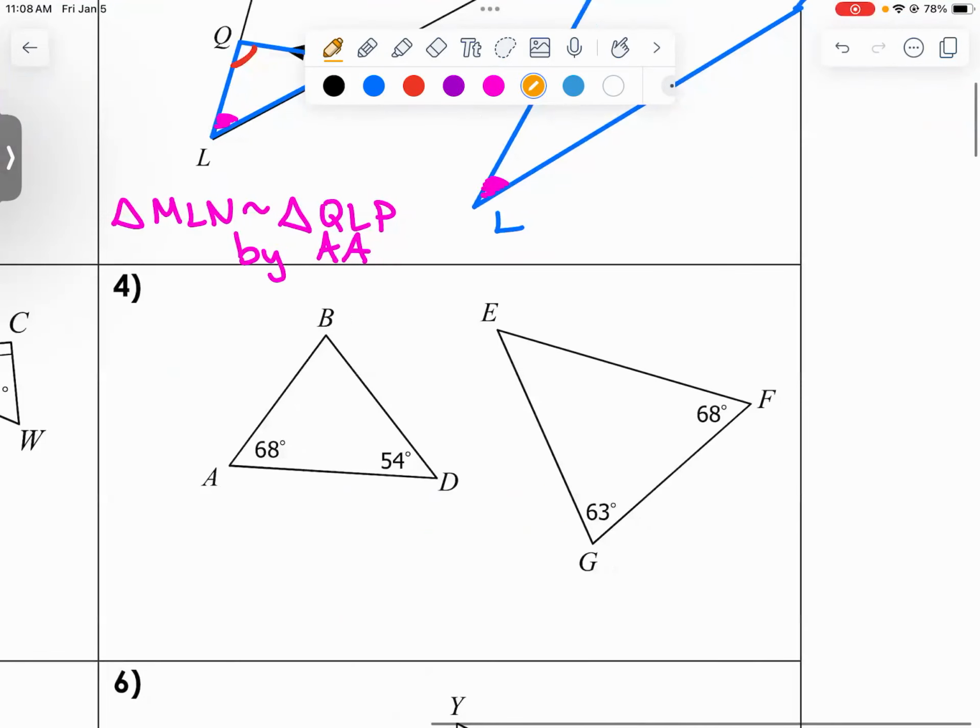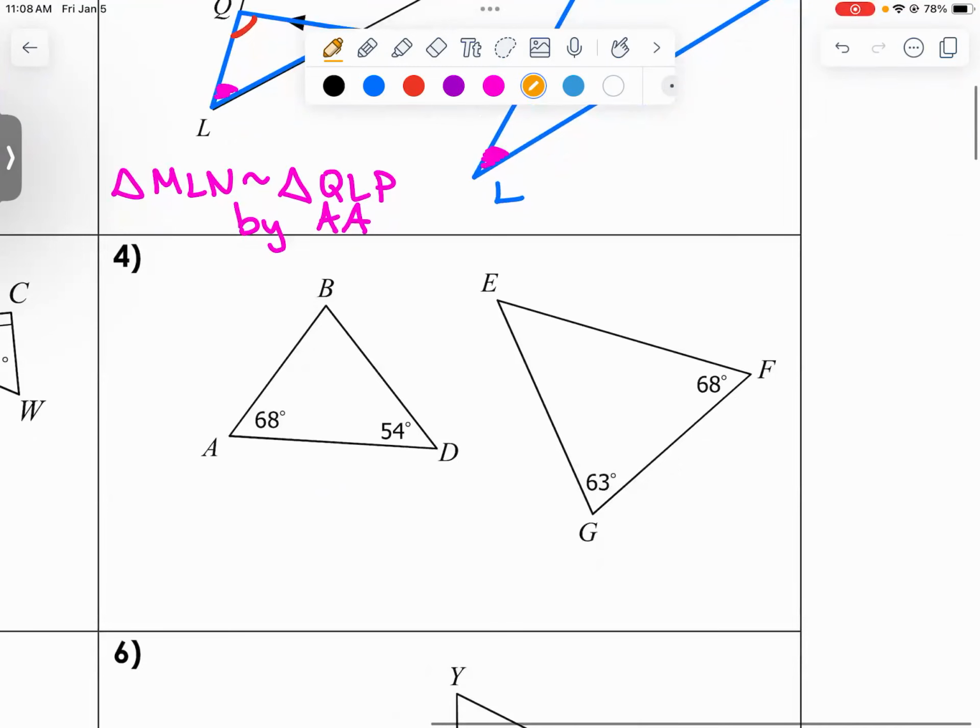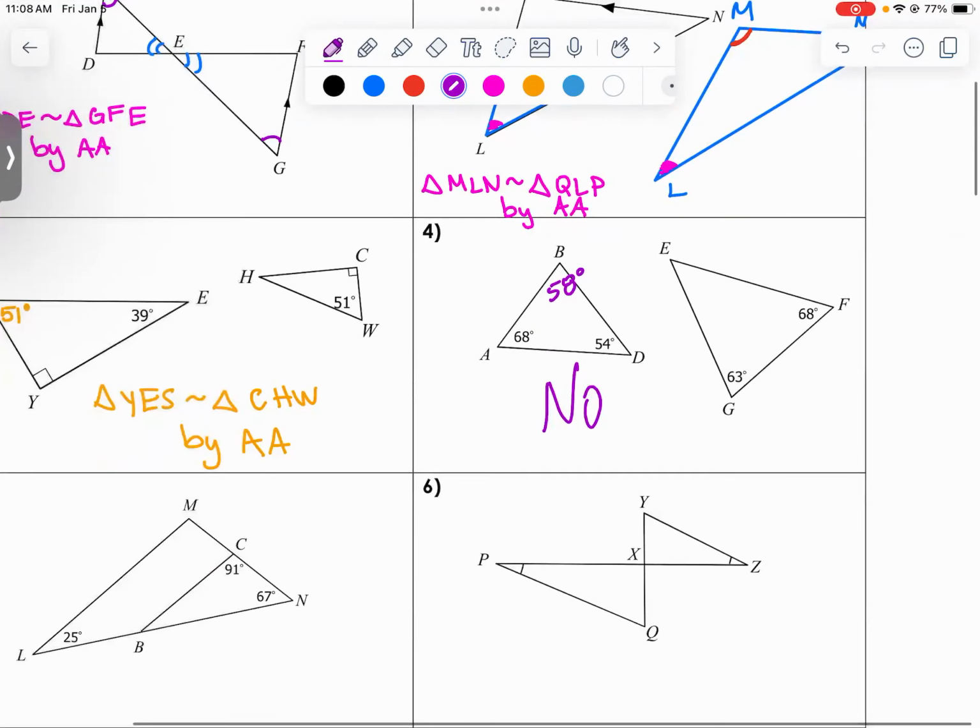If we do the triangle sum theorem, what is angle B? 58 degrees. Do we have 2 angles that match up? No. These are not similar, people.